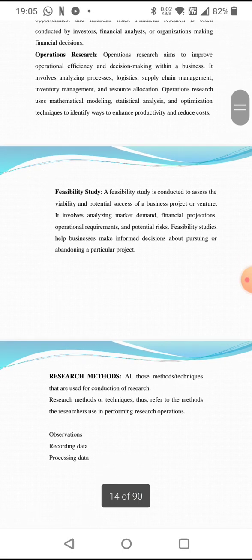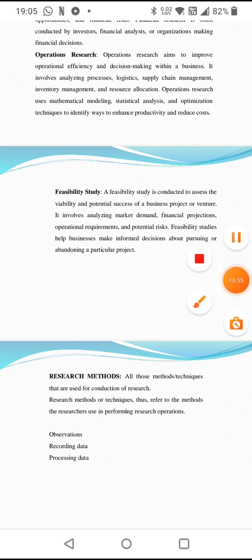Next, coming to feasibility study. So, a feasibility study is conducted to assess the viability and potential success of a business project or venture. It involves analyzing market demand, financial projections, operational requirements, and potential risk. Feasibility studies help businesses make informed decisions about pursuing or abandoning a particular project. Yes, that is there in the feasibility study.